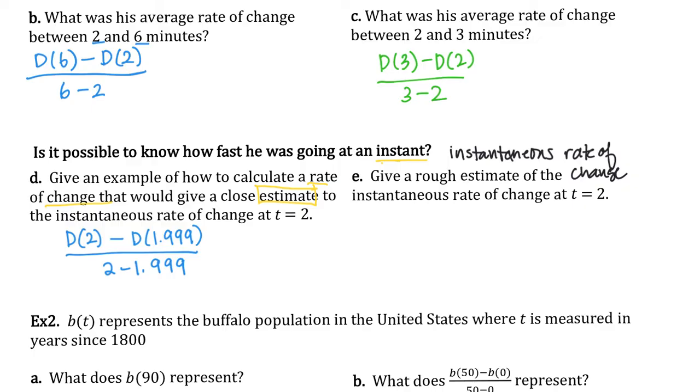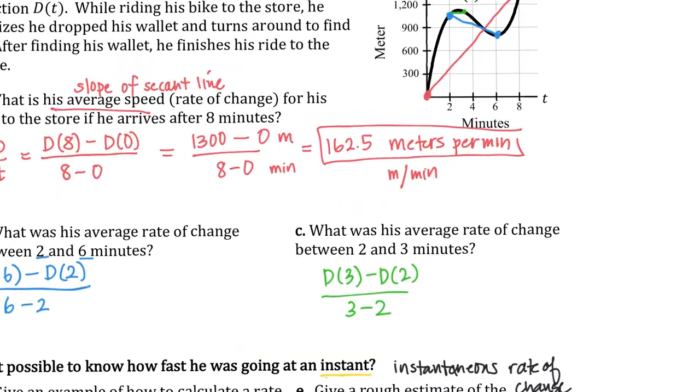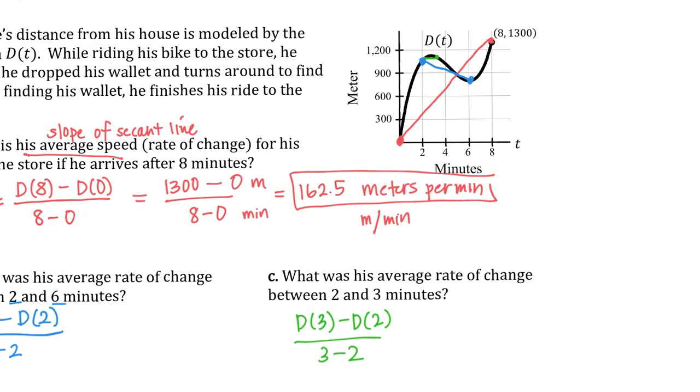For E, I'm just going to give a rough estimate of the instantaneous rate of change at t equals 2. I'm going to go back up to the graph and use it to make this estimate. Now, where is t equals 2? T equals 2 is this point right here. I'm going to draw the tangent segment to that point.